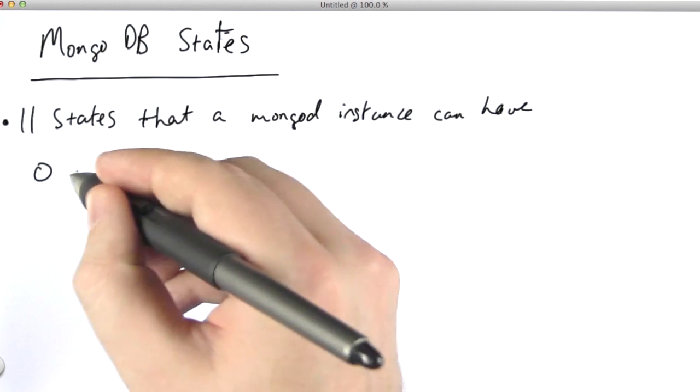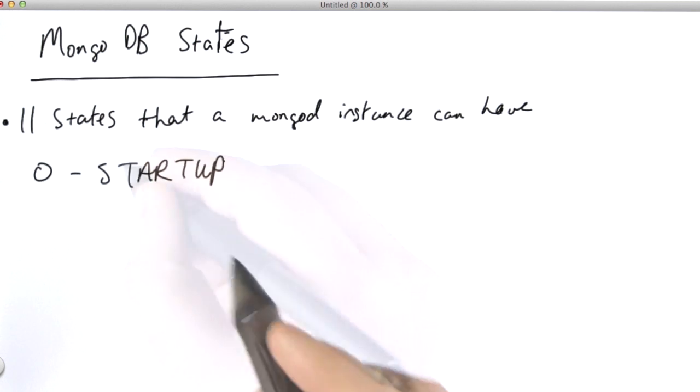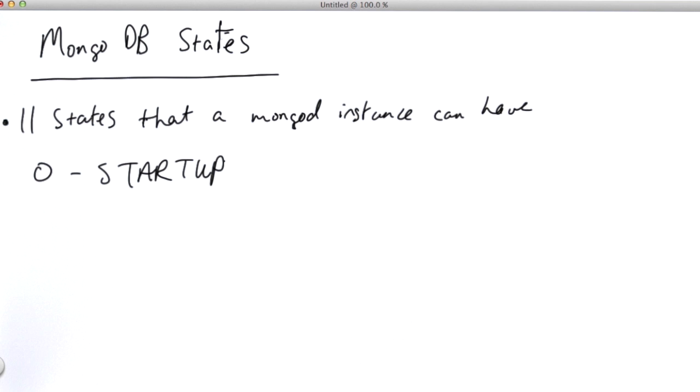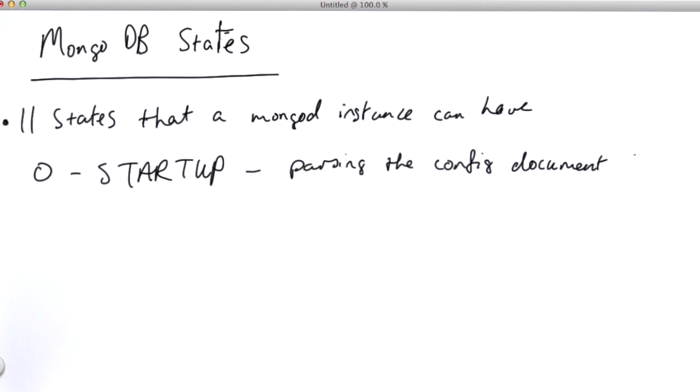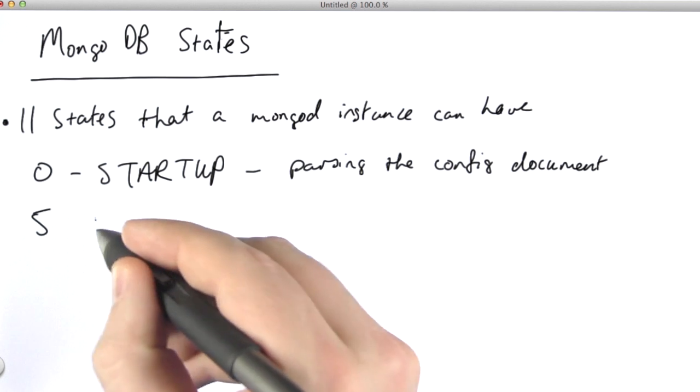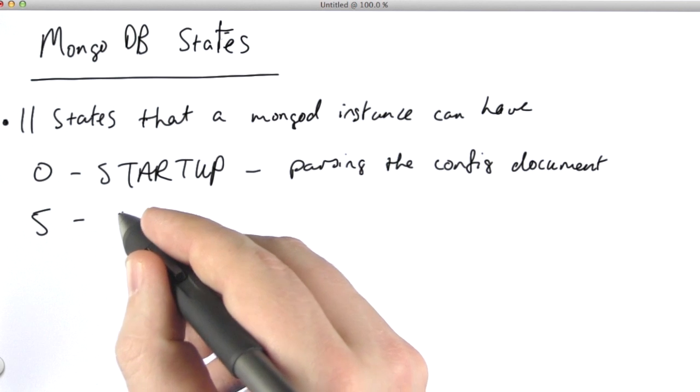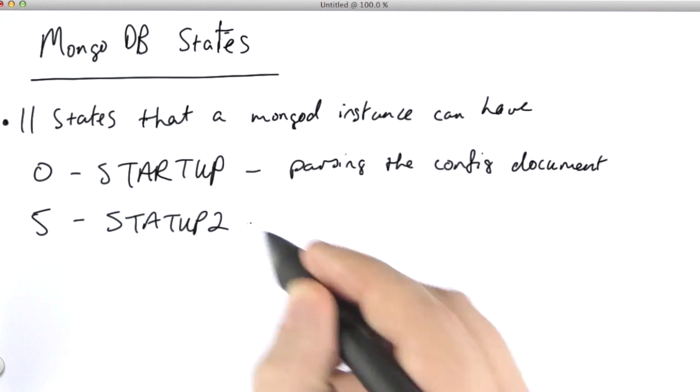First one, or state 0, is startup. And this is the first state that a replica set member is actually going to enter. All members start up in this state, as you might imagine. What the MongoDB is actually doing when it's in the startup state is parsing the config document for the replica set and deciding how to apply that. So this state is not going to last too long. And what you'll end up doing is going into startup 2 very quickly.